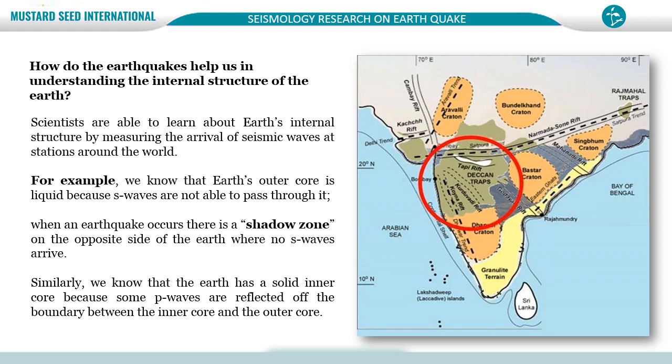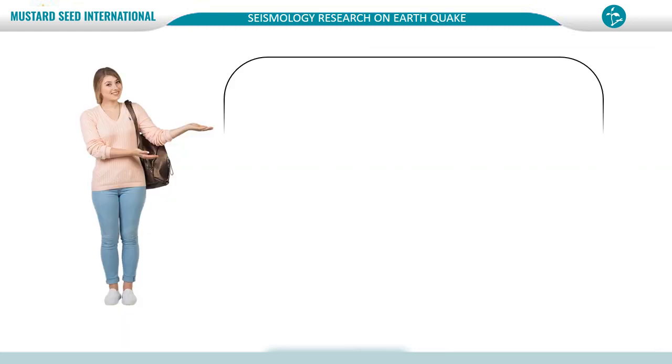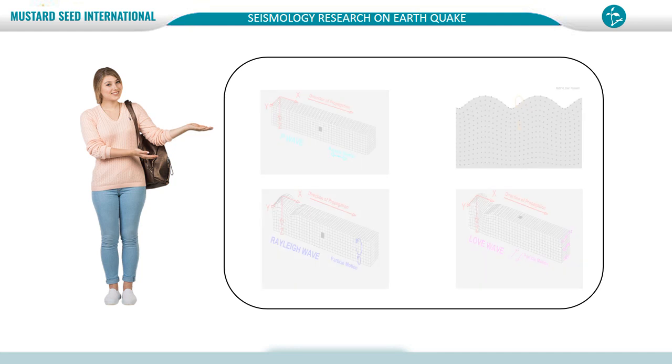By measuring the time it takes for seismic waves to travel along many different paths through the Earth, we can figure out the velocity structure of the Earth. Abrupt changes in velocity with depth correspond to boundaries between different layers of the Earth composed of different materials. I hope you have understood the basic concepts of an earthquake now.